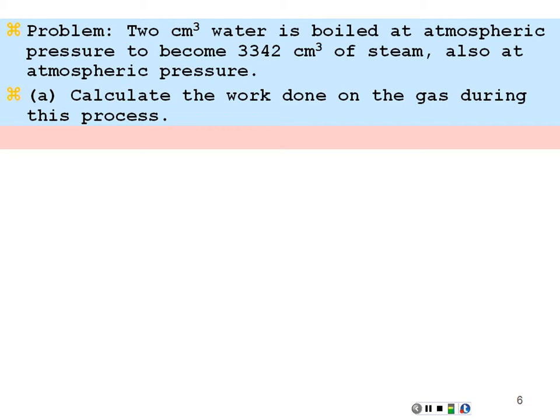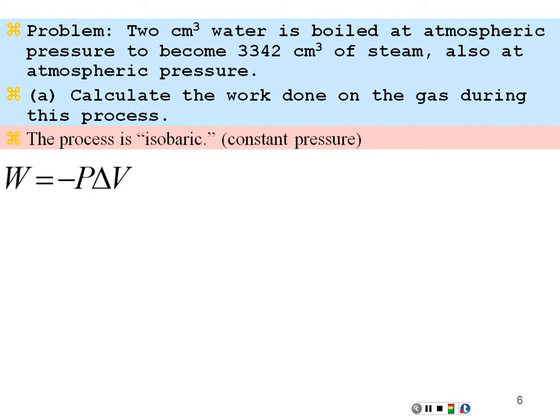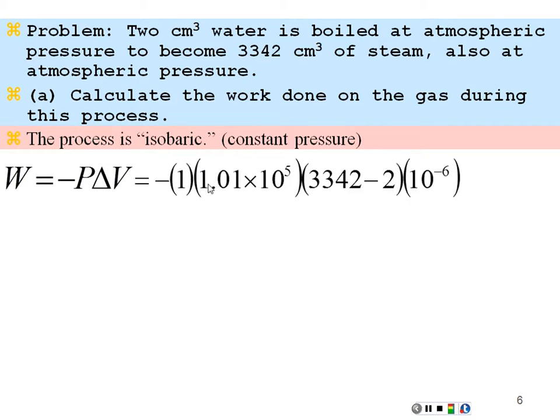All right, so we're doing this at constant pressure, but we're going to have a change in volume of our substance. We're going to go from 2 cubic centimeters of water to 3,342 cubic centimeters of steam, and that will be our change in volume. So, since we're isobaric, the work will be equal to negative pressure times the change in volume. That's going to be a negative 1 atmosphere, which is 1.013 times 10 to the 5 pascals. And our final volume will be 3,342. Our initial volume was the volume of the liquid water, which was just 2.